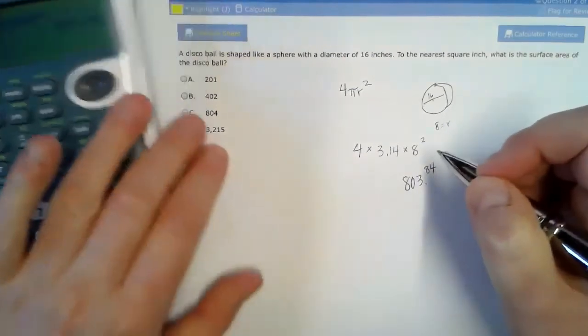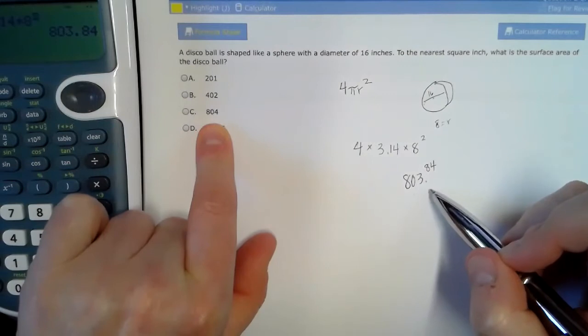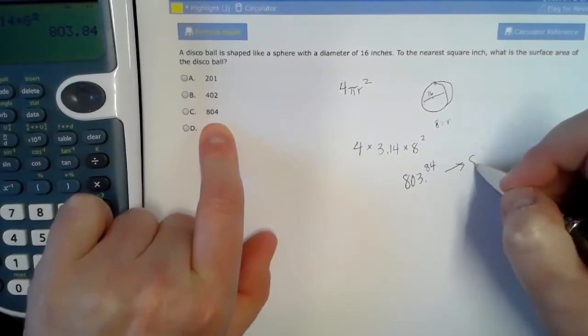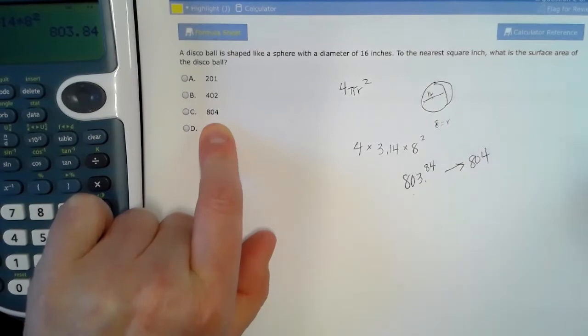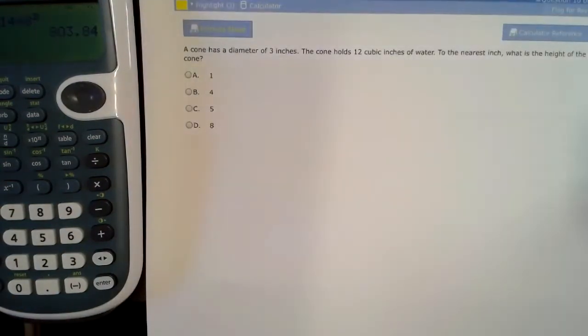803.84. Then we look at our answers right there, because if we have 803.84, that rounds up to 804. So the surface area of the sphere is 804. Oops, let me do this one.